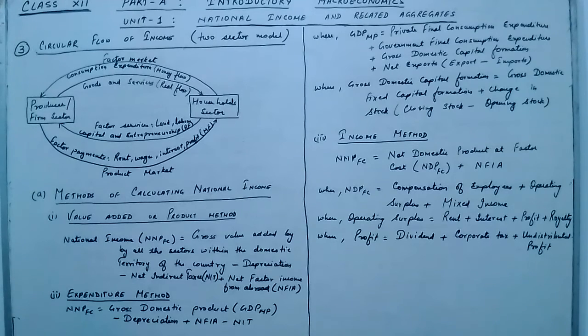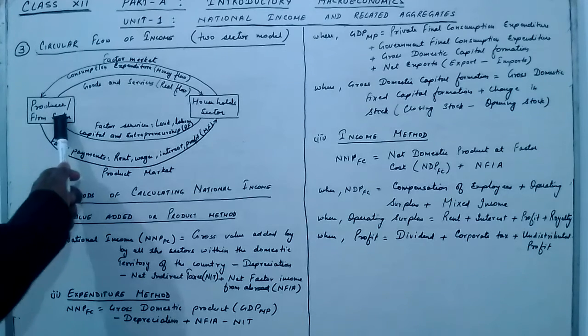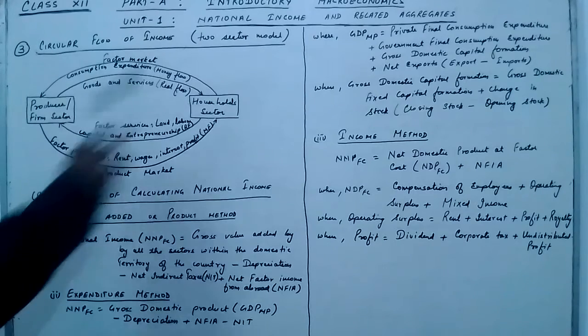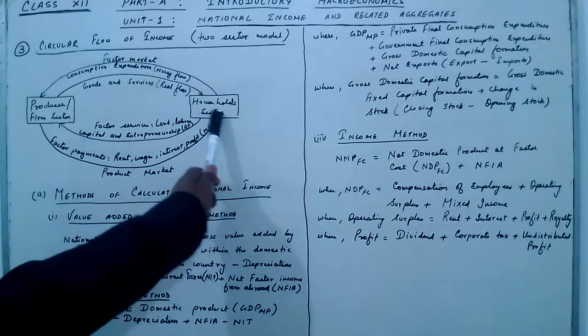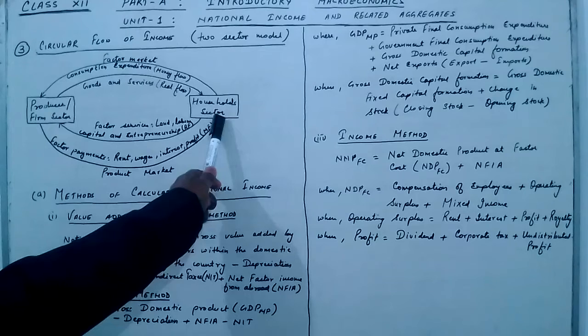When a producer and household interact, that is called the two-sector model. The third sector model is when the financial market comes in, and the fourth sector model is when the government enters this model. Now imagine a country which has only two groups of people. One is the producer, who is producing the goods and services, and the other is the households, who are consuming the goods and the services.